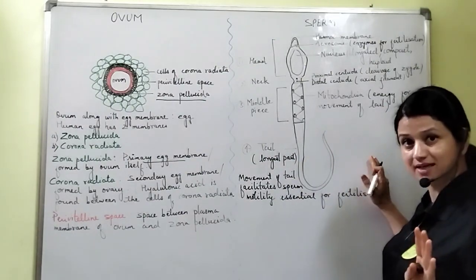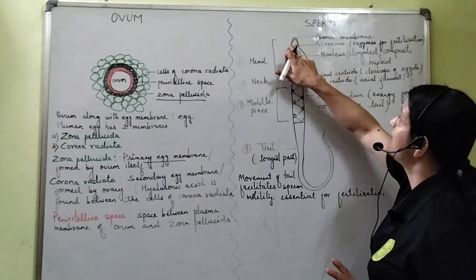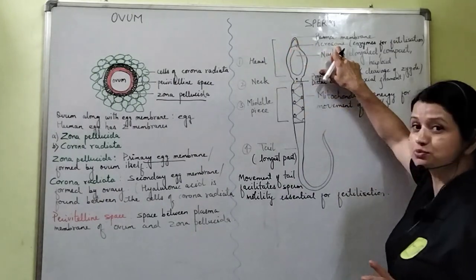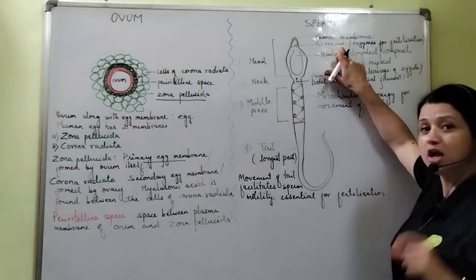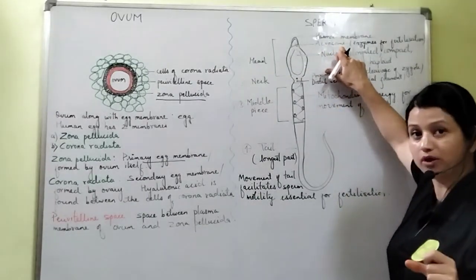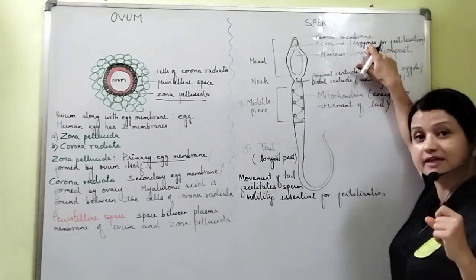Sperm is also a cell. Clear? So it is covered by plasma membrane. Here you can see at the tip of the head is present acrosome. Now this acrosome is very important. Just remember, it contains enzymes for fertilization.